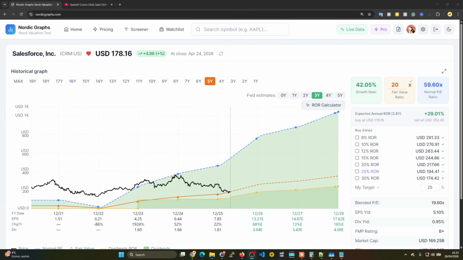Hey guys, in this video we will have a look at the Salesforce stock using this Nordic Graphs tool. This tool visualizes the valuation of the stock and calculates the rate of return for our investment.